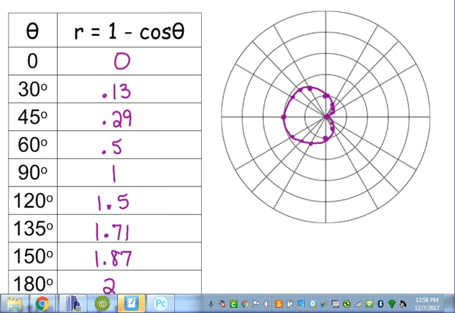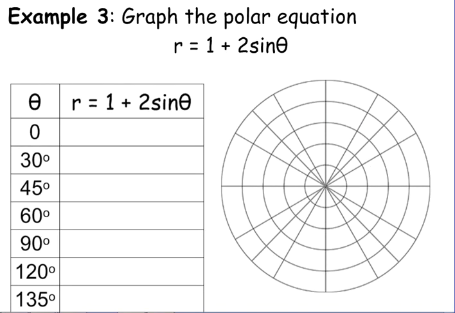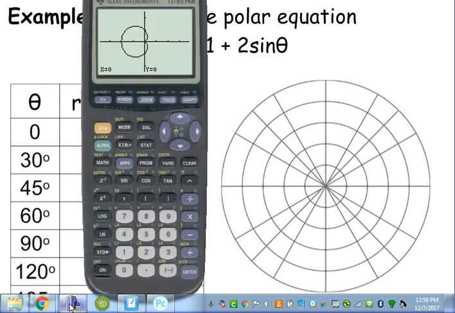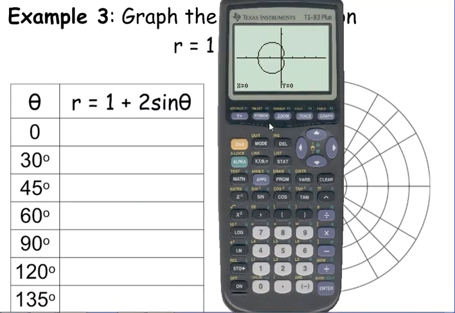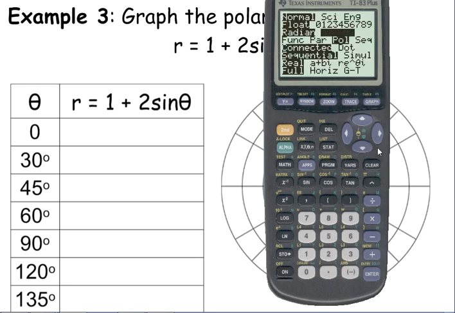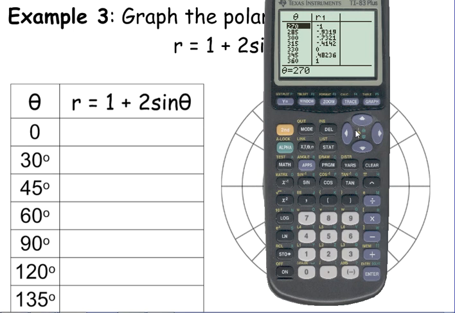These are what we call, oh wait, I have another one. My bad. 1 plus 2 sine of theta. Let's look at that one. I'm going to do the same thing. I'm going to put in my y equals, put it in degree mode, go to the table, copy these values.